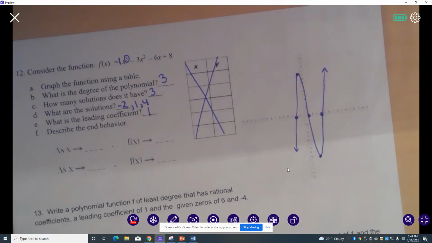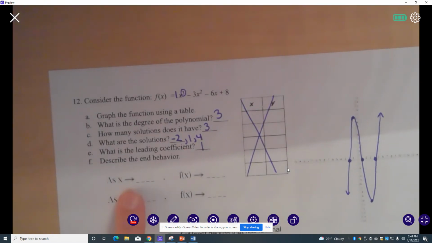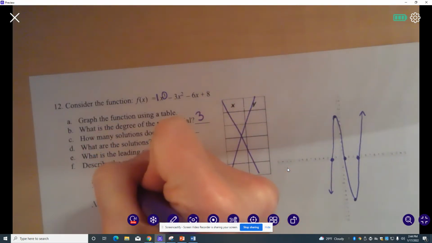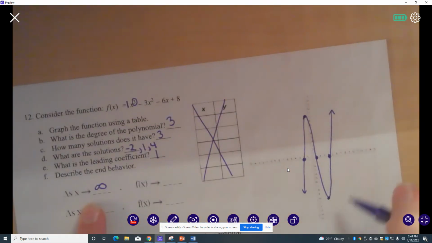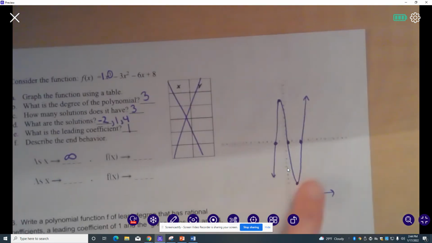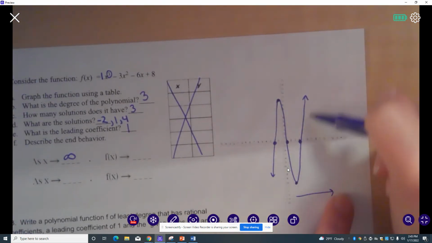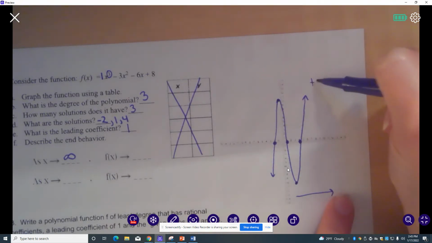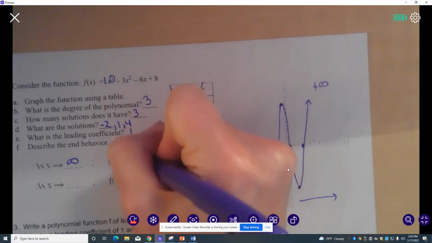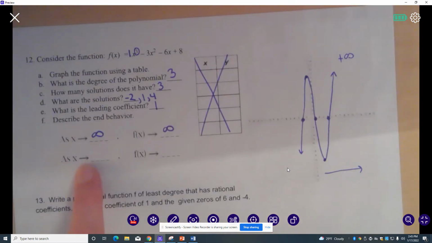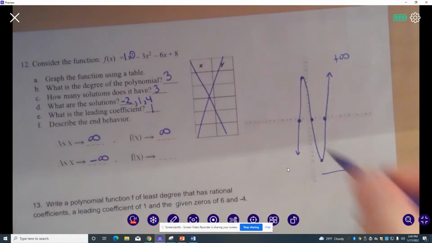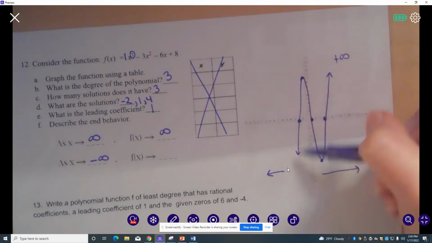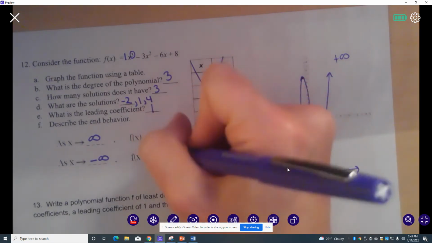And we're going to describe the end behavior. So first, let's look at what the graph is doing as x approaches positive infinity. As x goes to positive infinity, as we look this way on our graph, my y values increase forever. So they go to positive infinity as well. As x goes to negative infinity, so as x gets smaller, my y values decrease forever. They go to negative infinity.